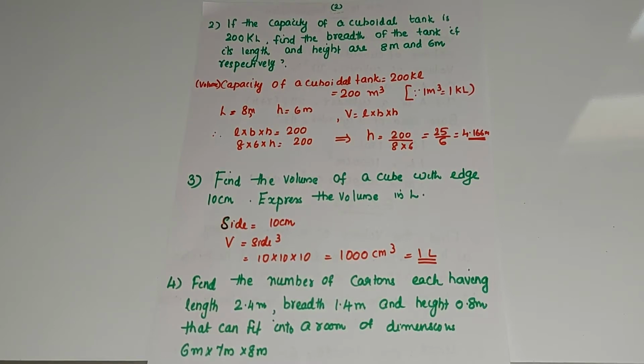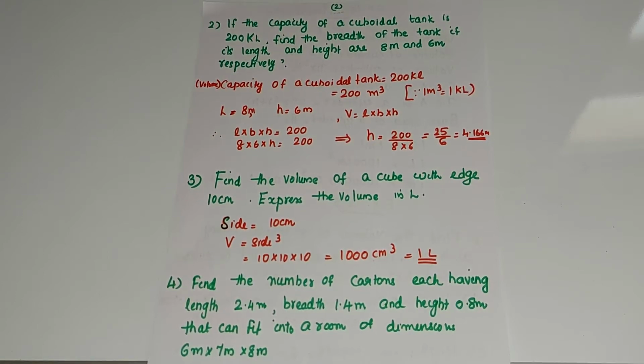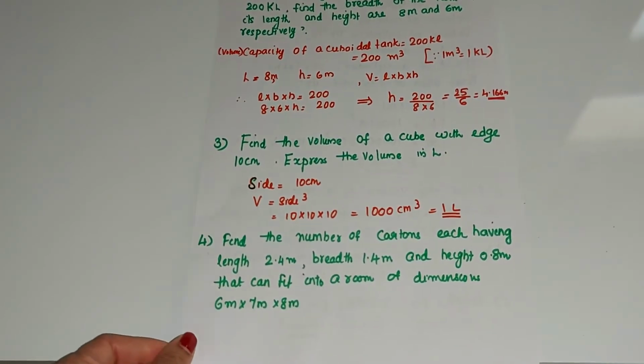Third one, find the volume of a cube with edge 10 centimeter and express the volume in liter. Here edge means side, and we know the formula of the volume of a cube equal to side cube. So volume equal to 10 into 10 into 10 is equal to 1000 centimeter cube. We will get the answer in centimeter cube, but we have to write that in liter. So we know that 1000 centimeter cube equal to 1 liter. So the volume of cube with edge 10 centimeter equal to 1 liter.